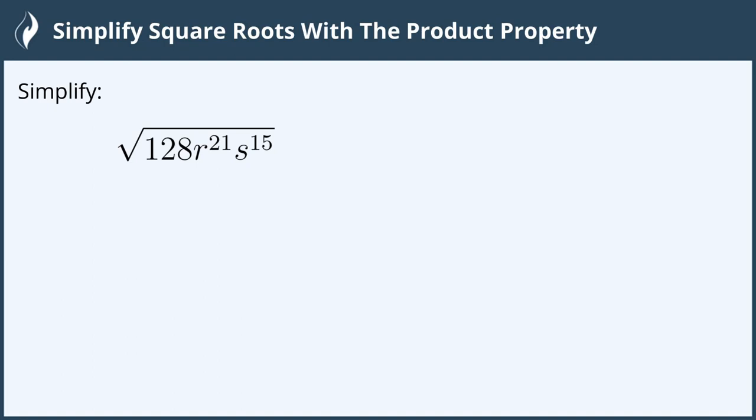Hi everyone! In this video we will simplify square roots with the product property. Simplify the square root of 128 r to the 21st s to the 15th.